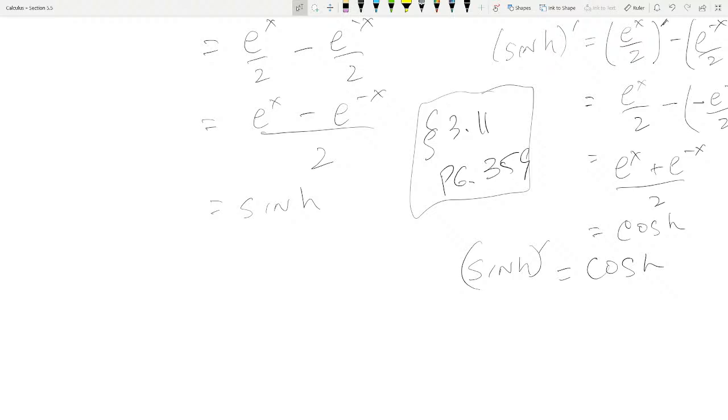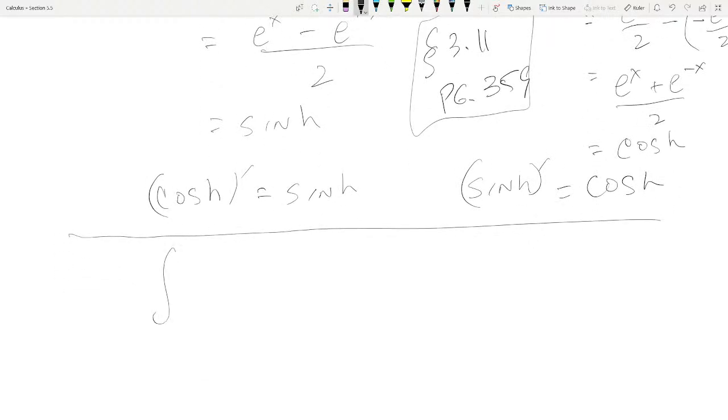Okay, anyway, here's what we found out, is that the derivative of sinh is cosh, and the derivative of cosh is sinh. And unfortunately, it's not minus sinh, because that would be easier to remember, because derivative of cosine is negative sine, but no, they are both positive. Okay, so now let's get back to the integral that we have here, now that we have that knowledge.